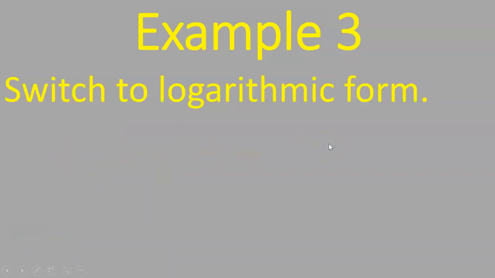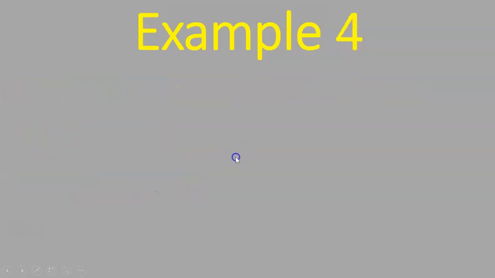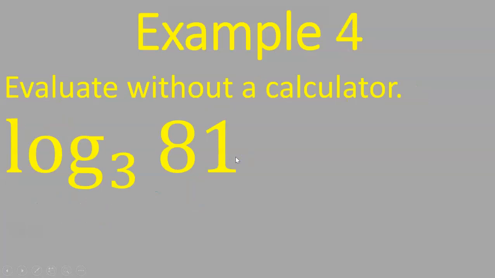Okay, now switch to logarithmic form. 10 to the 0 power is equal to 1. Anything other than 0 to the 0 power is 1. In log form, it looks like this. You may notice immediately that we're missing the base this time. This is called a common logarithm. When no subscript is present, it's understood to be 10. That's something a little different about logs. So when you read log of 1, it is asking for the exponent necessary to raise 10 by to make 1.